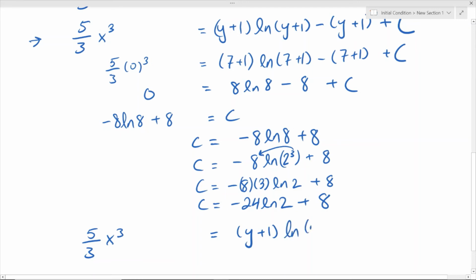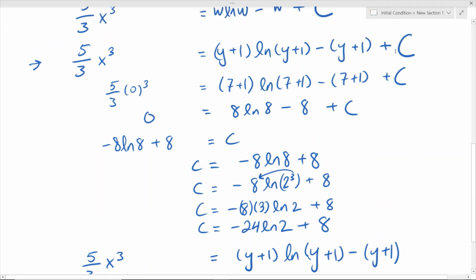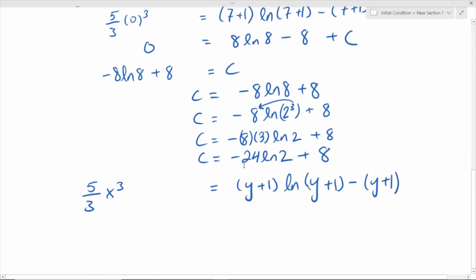So ln y plus 1 minus y plus 1 plus c, right, the c right here, shown in this equation, so we have to plug in the c, and the c in this case is this whole thing, so we're just going to copy that. Negative 24 ln 2 plus 8.